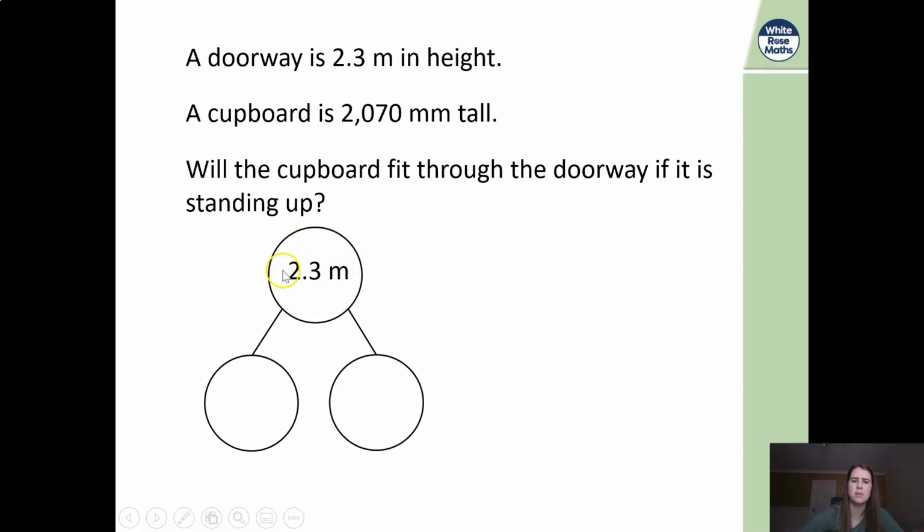So if we start with 2.3, we're going to partition our whole number and our tenths. So here we're going to end up with 2, and here we're going to end up with 0.3. If I now transfer that into millimetres, I've got 2,000 there, and I know that 3/10 is the same as 3 times the 10, but we know that they're hundredths, so we've got 300. If I now add those together, that gives me 2,300 millimetres. We know that 2.3 is the same as 2,300 millimetres. The cupboard is only going to be 2,070 millimetres tall. So is the cupboard going to fit through the doorway? Indeed it is, because we've probably got another 930 millimetres that we can fit in there before it's going to hit the top of our door frame.